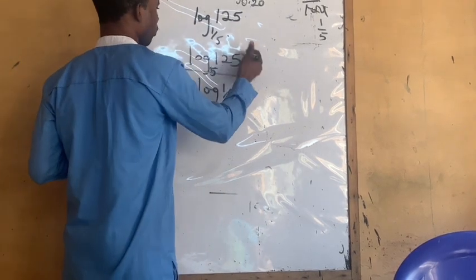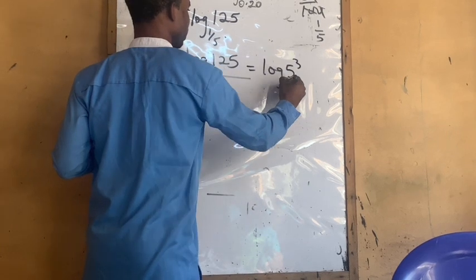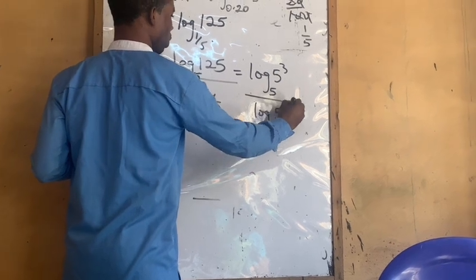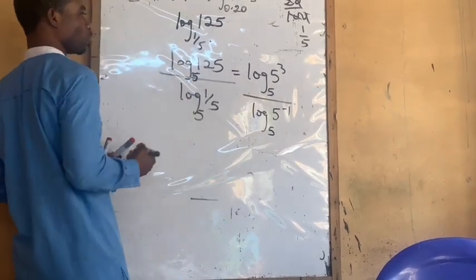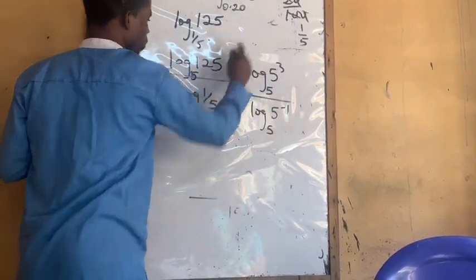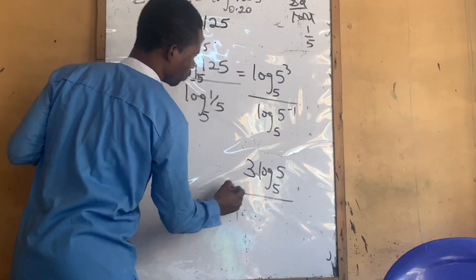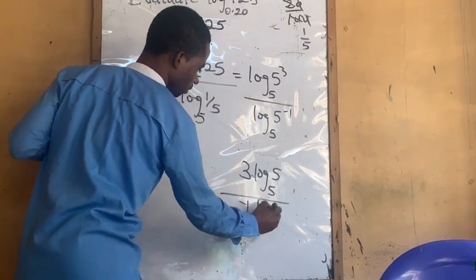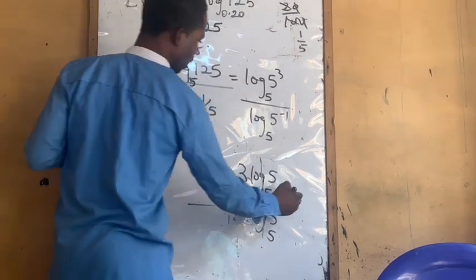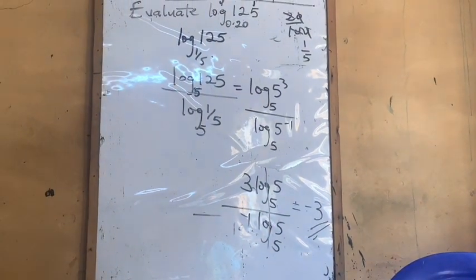Now, after you've done that, you can go ahead. What is the index form of 125? That is 5 raised to the power 3. That means log 5 raised to the power 3 base 5, all over log, this one will be 5 raised to the power minus 1, base 5. I turn this according to indices. When you raise it up, you turn this. Now you bring the power to the front. That is 3 log 5 base 5 all over minus 1 log 5 base 5. Definitely this cancels this. So your answer is minus 3. That's what is called change of base.